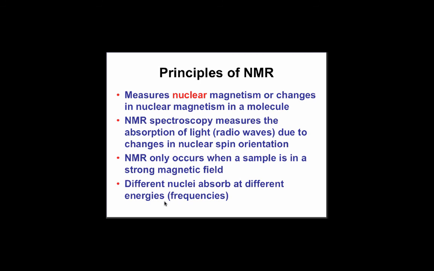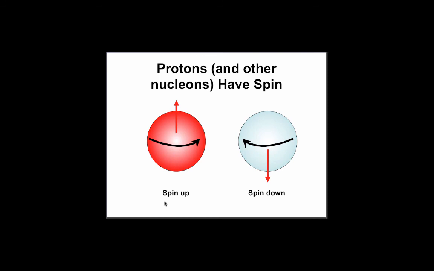So what we're measuring in NMR is not mass to charge, we're measuring nuclear magnetism or changes in nuclear magnetism. We're measuring the absorbance of radio waves, light, due to changes in nuclear spin orientation. You can only get NMR to happen if things are put in a strong magnetic field, and it works on the principle that different nuclei under different chemical conditions will absorb at different radio frequencies. What we normally do in NMR is we measure hydrogen atoms, and just for the sake of simplicity, we call them protons. And protons have a spin.